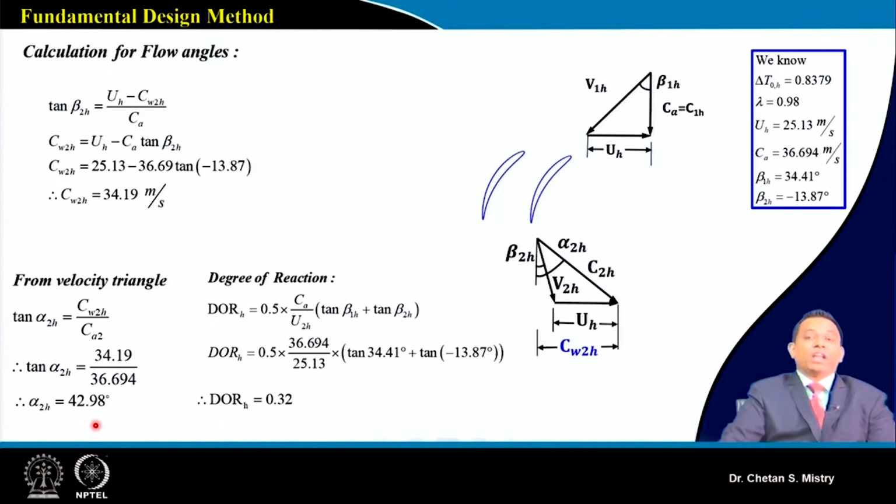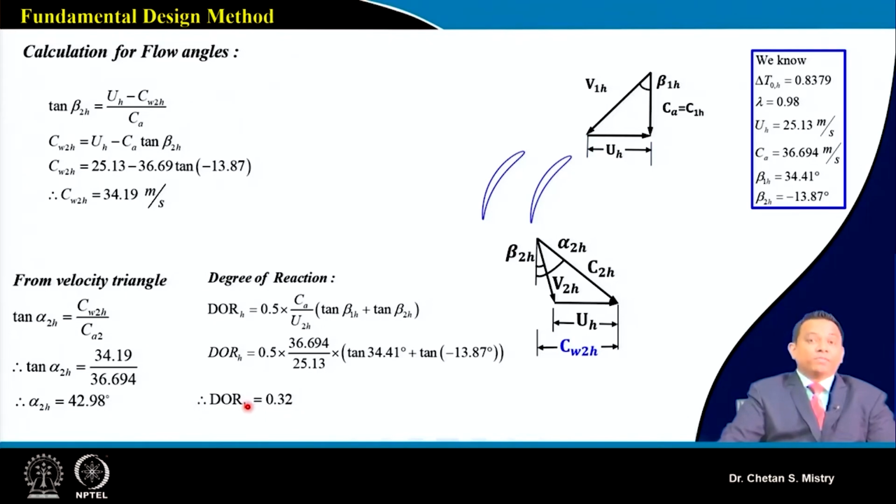Since my beta 1 and beta 2 are known to me, and my Ca by U at the hub is also known to me, we can calculate what will be our degree of reaction at the hub. If you put this number in, it says our degree of reaction is coming 0.32. So we can understand the degree of reaction at the hub is coming 0.32. That's a reasonable number. Okay, so this we can say is fine.